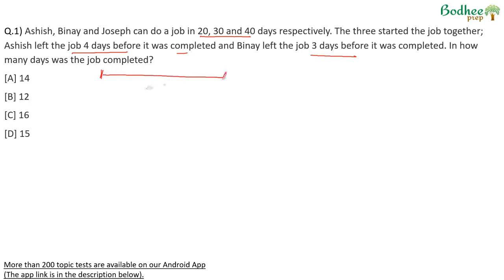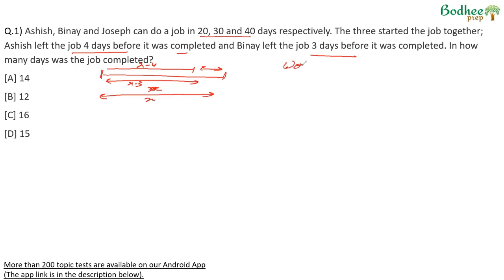So if the work took X days to complete, Ashish worked for 4 days less than this, so X minus 4. Vinay worked for 3 days less than this, therefore X minus 3. And the third person, Joseph, kept on working for the entire time, so X days. Now assuming the LCM of 20, 30, 40 is 120.